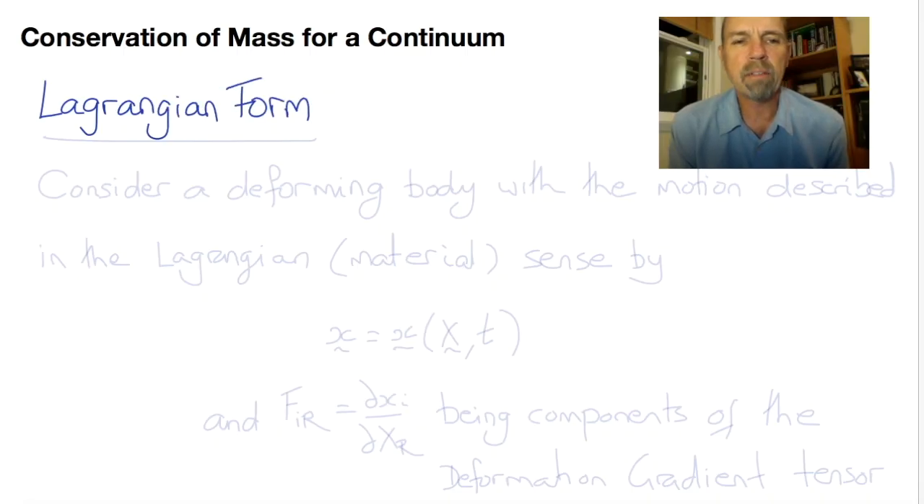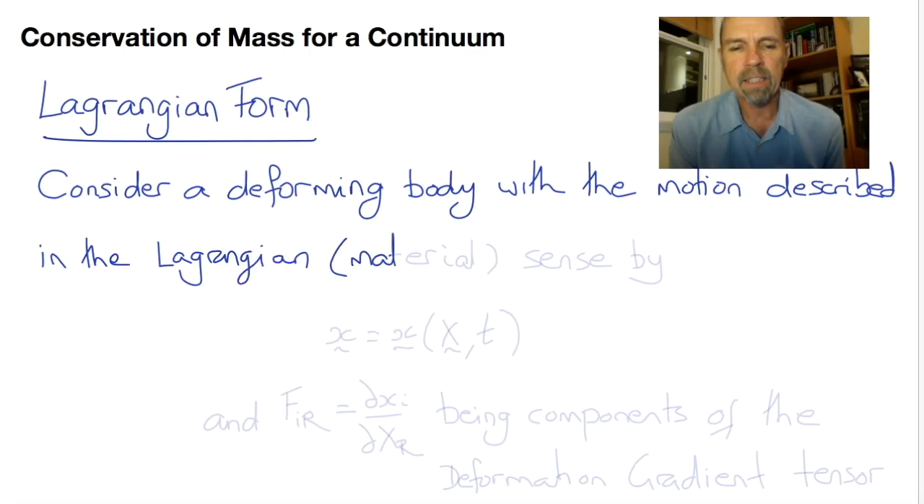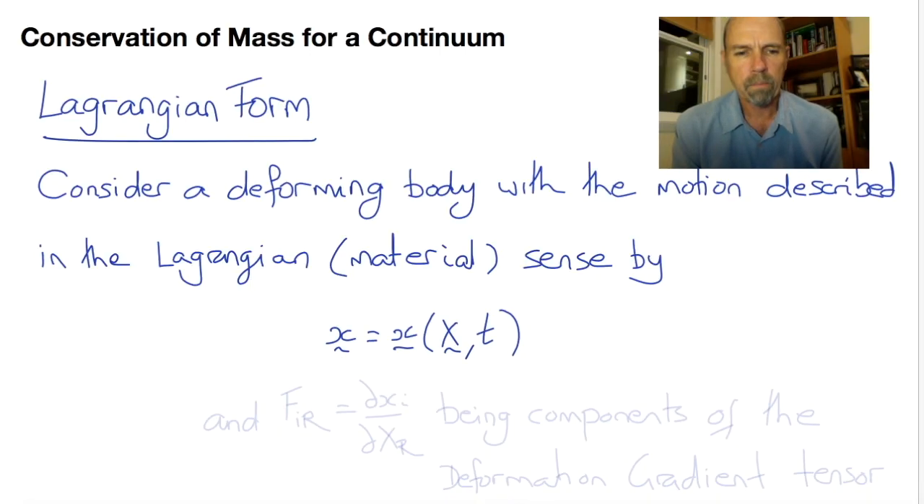So first we'll derive the Lagrangian form of mass conservation, and to do that we'll consider a deforming body with a motion described using a Lagrangian material representation as little x equals little x of big X and t. And from this we can get the components of the deformation gradient tensor F_iR, being the partial derivatives of little x_i with respect to big X_R.